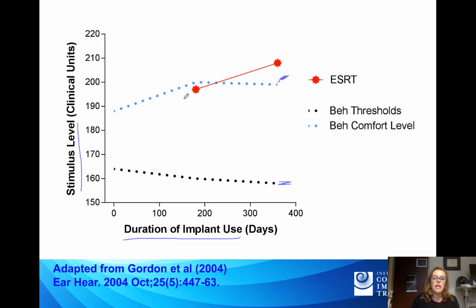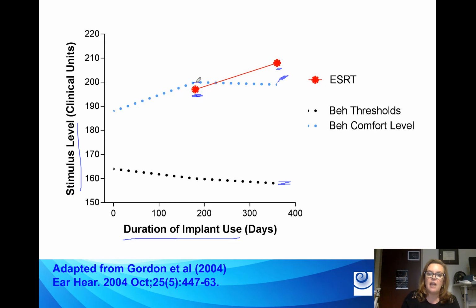Upper stimulation levels tend to increase a little bit over the first half year or so, but then do tend to level off. Shown here is the relationship of the ESRTs, in these red symbols, in relation to the upper stimulation levels over time. What you can see is that by a little over midway through the first year of implant use, there's almost a one-to-one relationship between where your ESRT level is located and where the behavioral upper stim level is located.